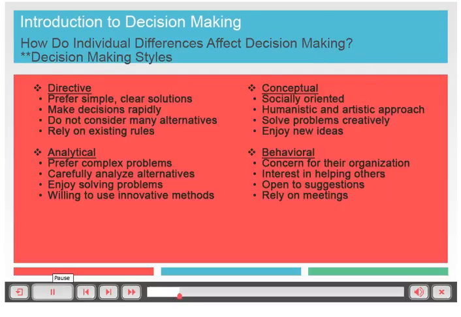The next slide that we're looking at now is trying to understand how individual differences affect decision making. And what we're showing you here in this next slide is 4 different types of decision making styles: directive, analytical, conceptual, and behavioral. The directive style is definitely a style for someone who needs to make very quick decisions, because they do this very rapidly.